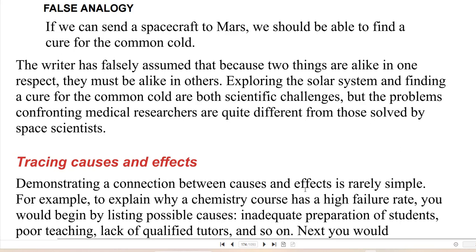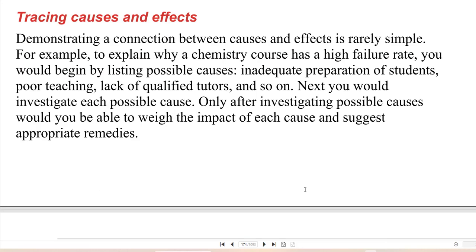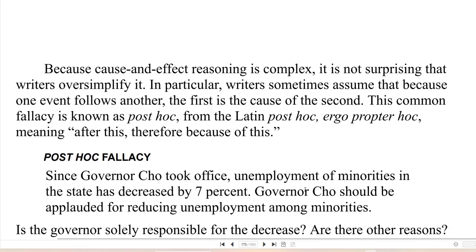Tracing causes and effects. Demonstrating a connection between causes and effect is rarely simple. For example, to explain why a chemistry class has a high failure rate, you would begin by listing possible causes: inadequate preparation of students, poor teaching, lack of qualified tutors, and so on. Next, you would investigate each possible cause. Only after investigating possible causes would you be able to weigh the impact of each cause and suggest appropriate remedies.